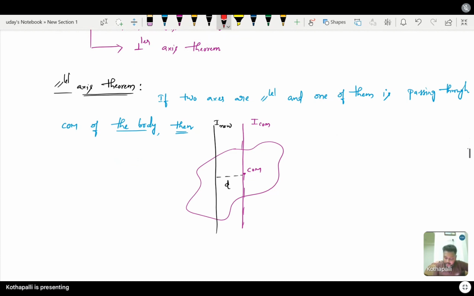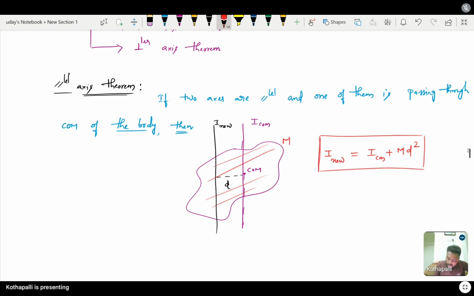Then we can say the statement: I about new axis is always given by I about center of mass axis plus mass of the lamina into d square. If its total mass is m, then I about new axis is equal to I about center of mass plus m into d square, where d is the distance between the two parallel axes, m is the total mass of the lamina. Okay, for that one small proof is there.